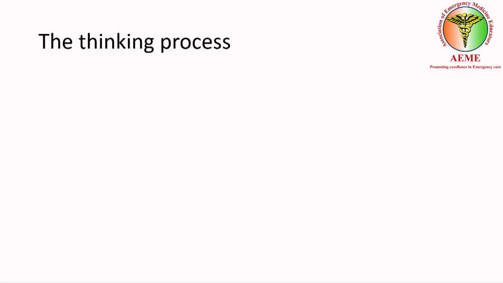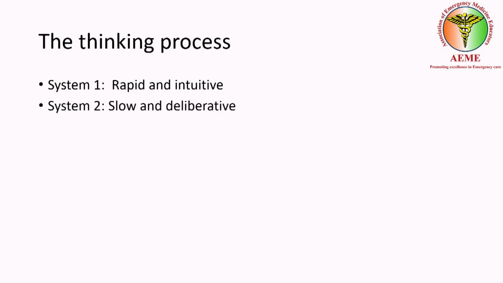Now, before moving on to cognitive autopsy, let's see how we actually think. The way the human mind thinks is kind of unique. There are two systems in play here. The first one is rapid and intuitive, like your unconscious, reflexive thinking, which is based on past experience using heuristics. This is what we usually apply in the ED. On the other hand, there is another system which is slow and deliberative, where it's analytical. There is a high cognitive effort involved, and cognitive activity is also needed.